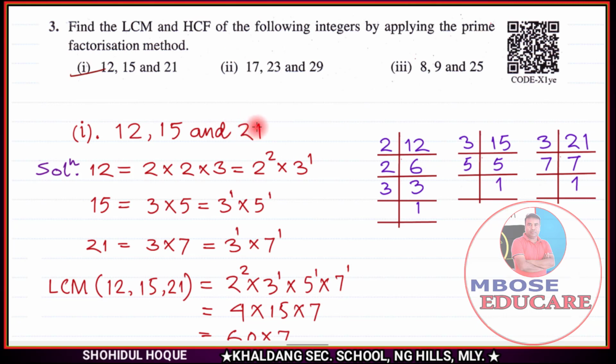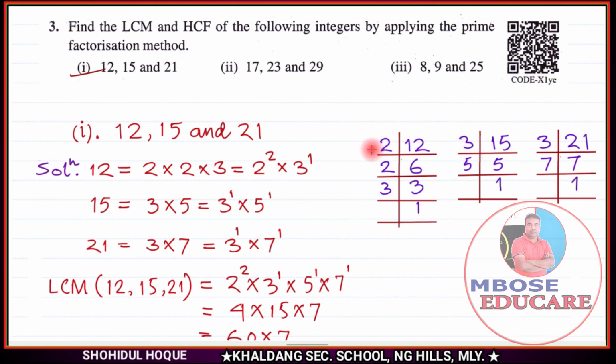Similarly, the last integer is 21. 21 we can divide by 3. 3 sevens are 21, and 7 itself is a prime number. We can divide it by 7 only. When 7 is divided by 7, the answer will be 1. So we have to stop after getting 1.